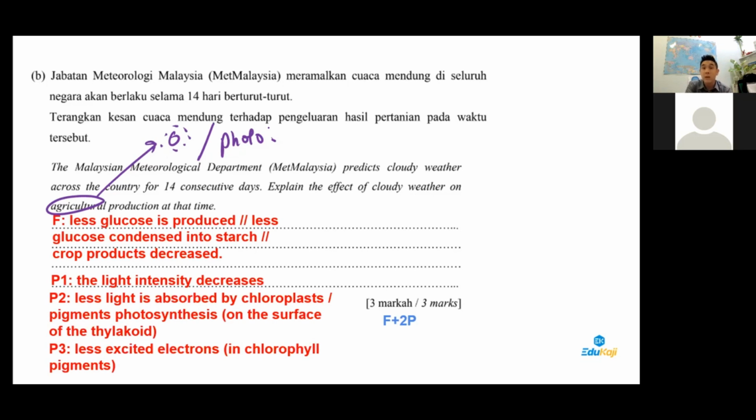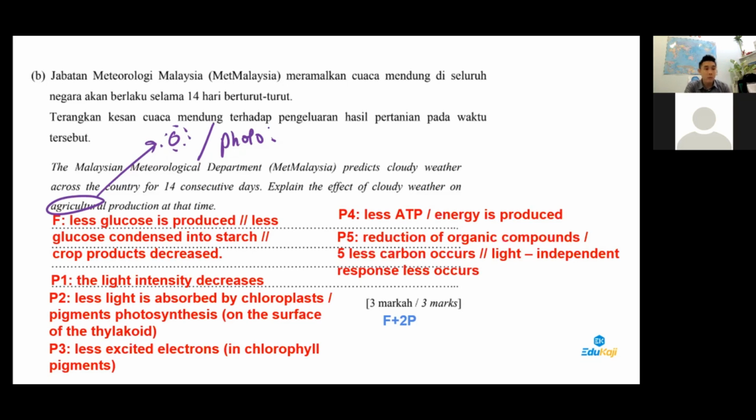They brought in the process of photosynthesis. Less organic compound. Okay, I think yeah, why not? But you don't need to mention this. This one only. All right.